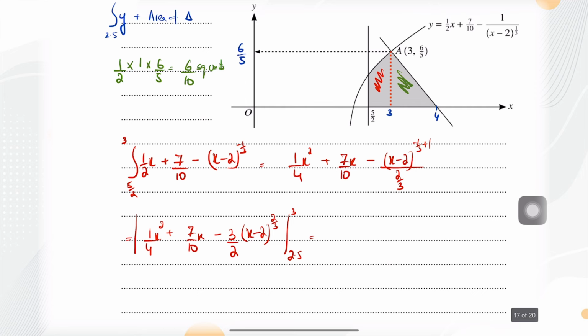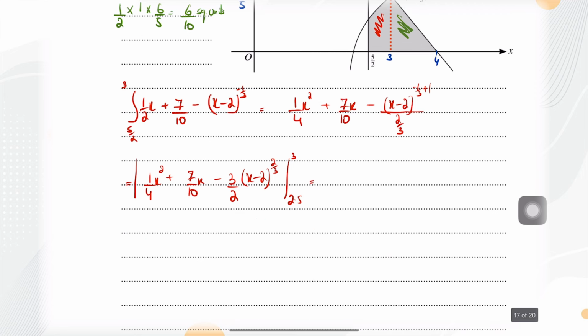Now we need to plug in the values. Be extremely careful when you're plugging in values. I'm just going to use the calculator over here to save some time. I will plug in 3 as it is, and then you can just write down the answer with the upper limit plugged in and then the answer with the lower limit plugged in. So 1 upon 4 times 3 squared plus 7 upon 10 into 3 minus 3 upon 2 into (3 minus 2).